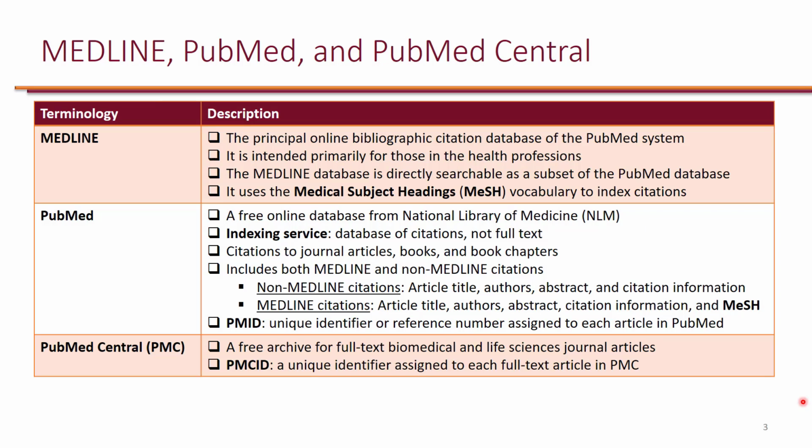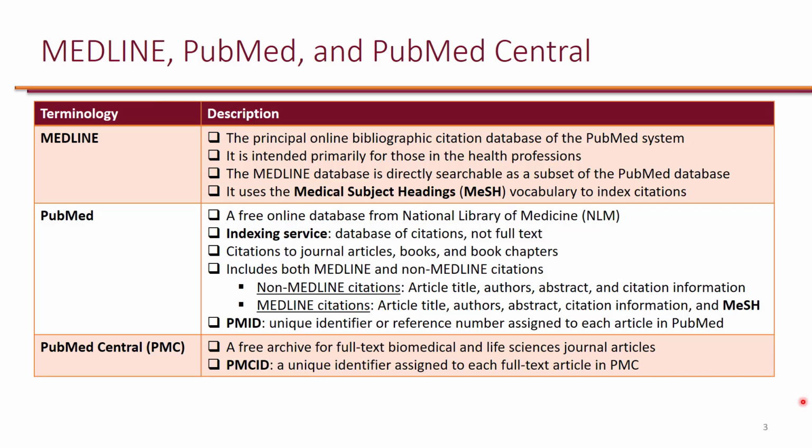Now, PubMed itself is a free database that is provided by the National Library of Medicine. It is a secondary resource, and it's an indexing service. What that means is that it's a database of citations, so it does not have the full articles on it. It only has the citations to other articles. So you can locate primary literature by using PubMed.